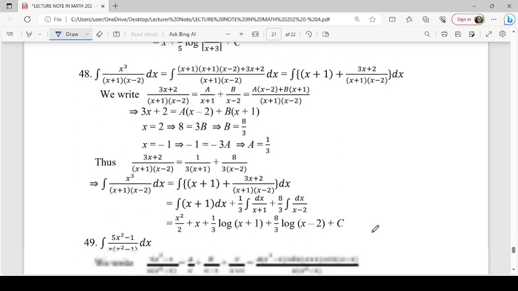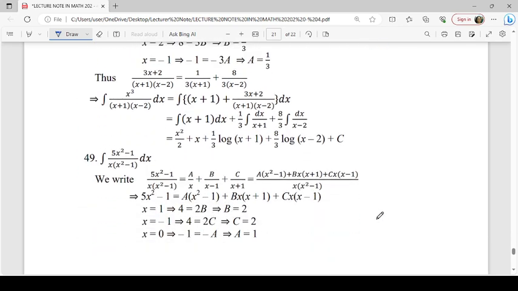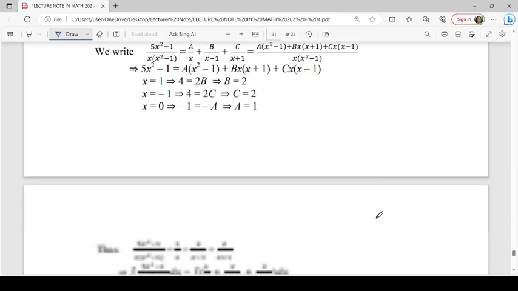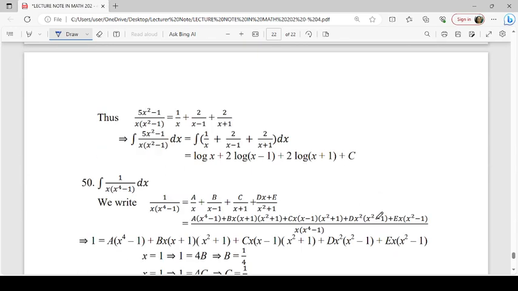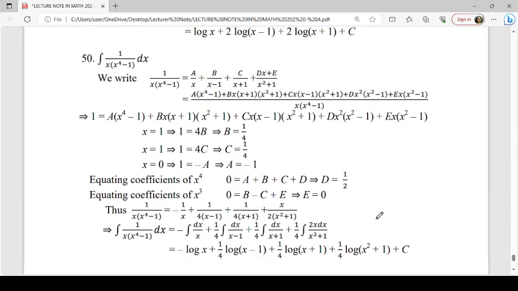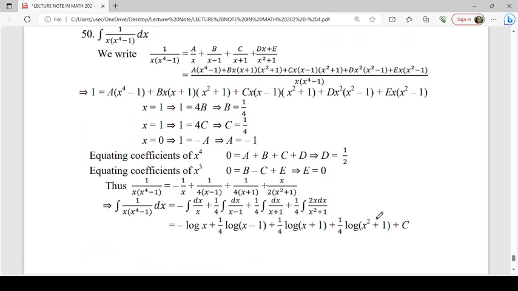After working out all this, you can have some practice. So all are like this. So that's all for integration.